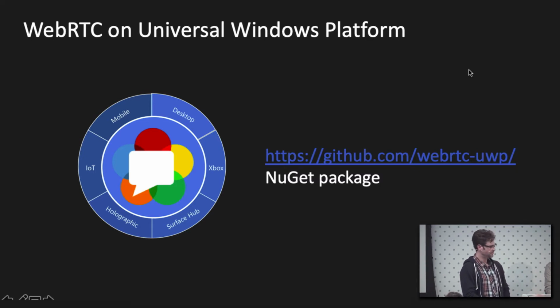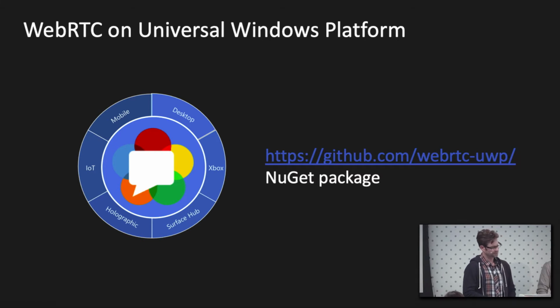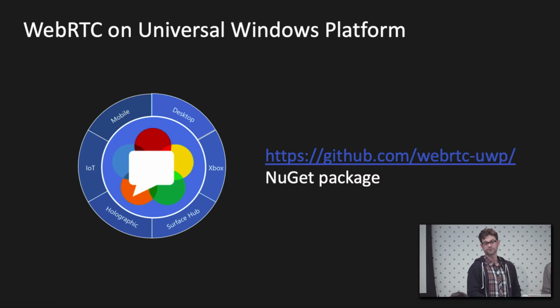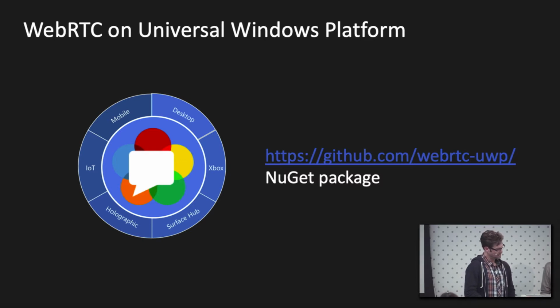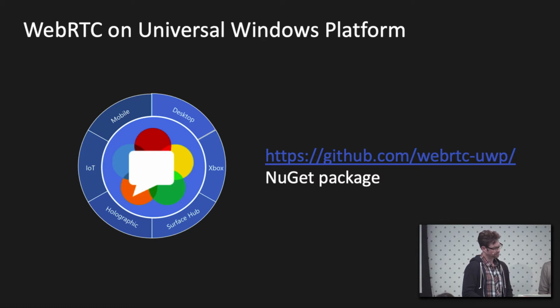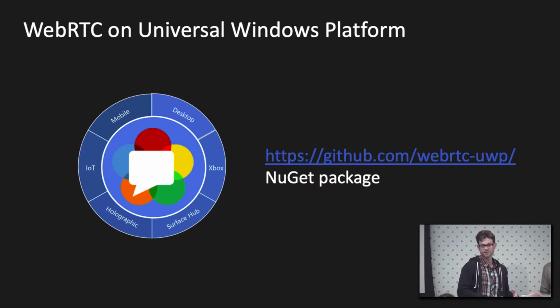And to build this, we forked Google's Win32 native stack and moved it over and optimized it to support UWP. We did work to optimize the video pipeline for low-power devices. We added hardware AEC and AGC for audio. And we also maintained all of the features of the Chrome stack. So it's got all the codecs of Chrome, all the features, including SVC and simulcast, data channel, everything is there.